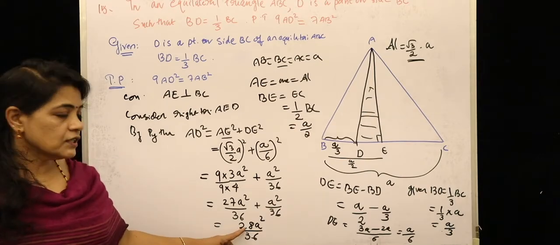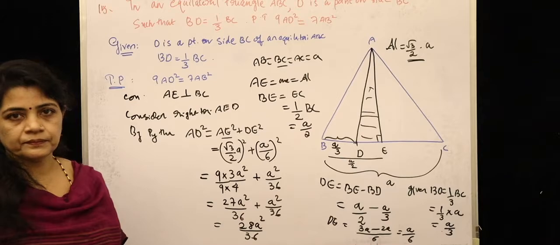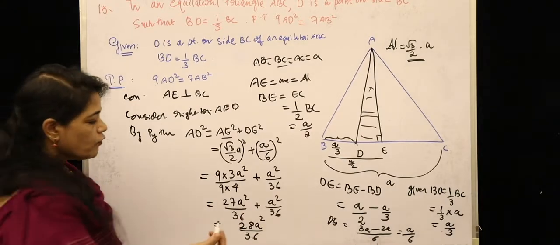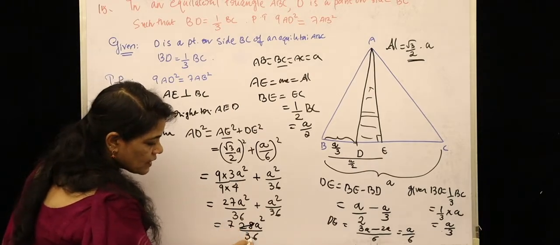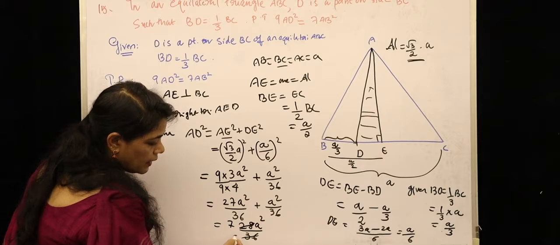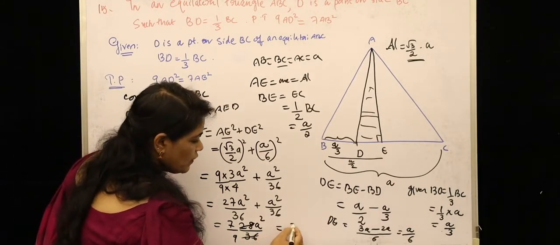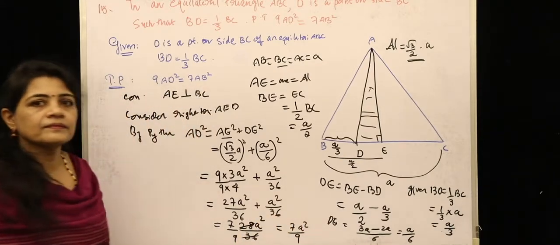See the coefficients 28 and 36, which have a common factor. The highest common factor is 4. So 4 in 28 goes 7 times, and in 36 comes 9. That means here you will get 7A square divided by 9.